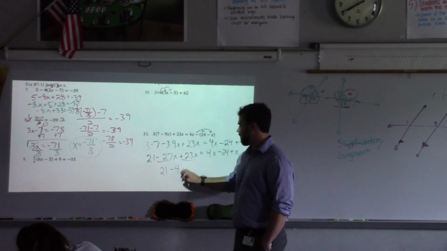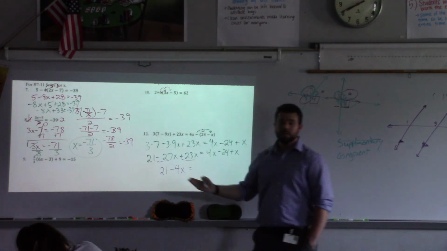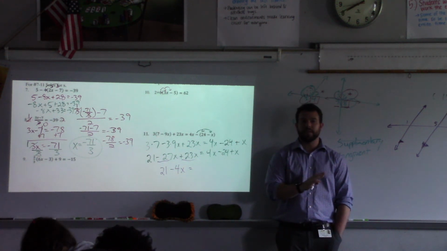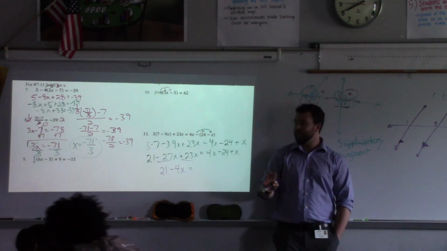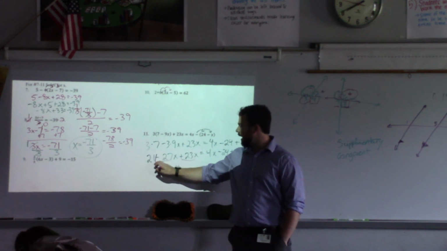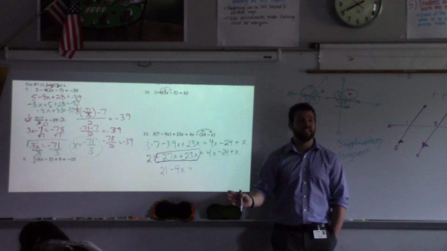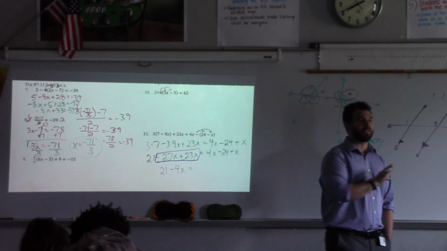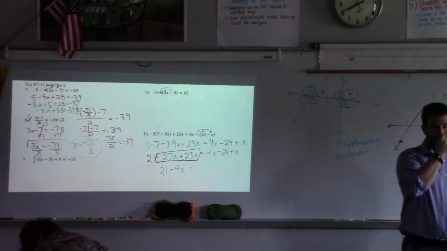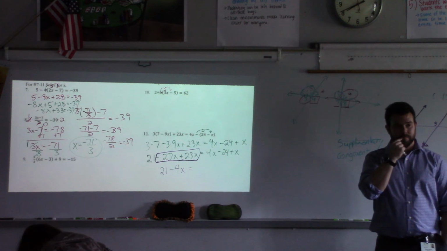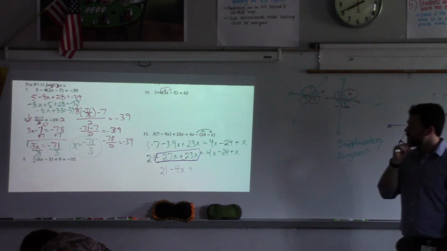This is something that y'all are making way harder than it has to be. As long as you recognize that I have negative 27x plus 23x, use a calculator. Negative 27 plus 23, it's that simple. So we put 1 minus 4x equals what?